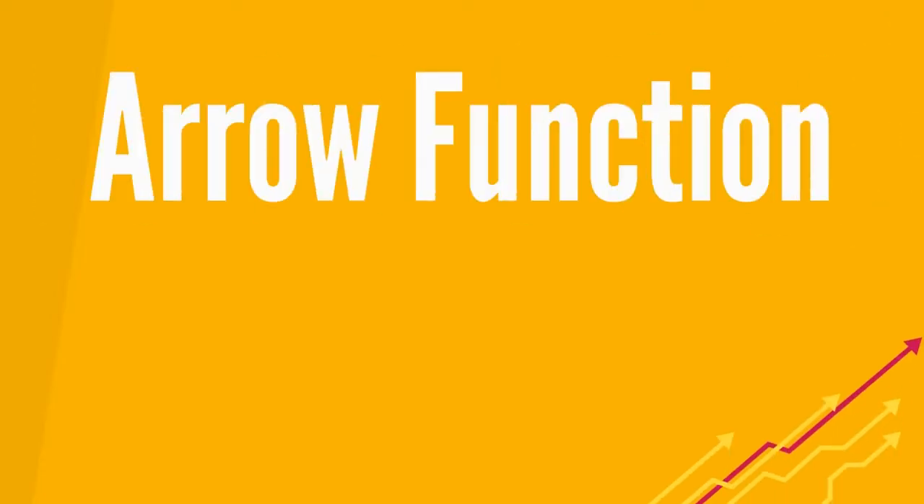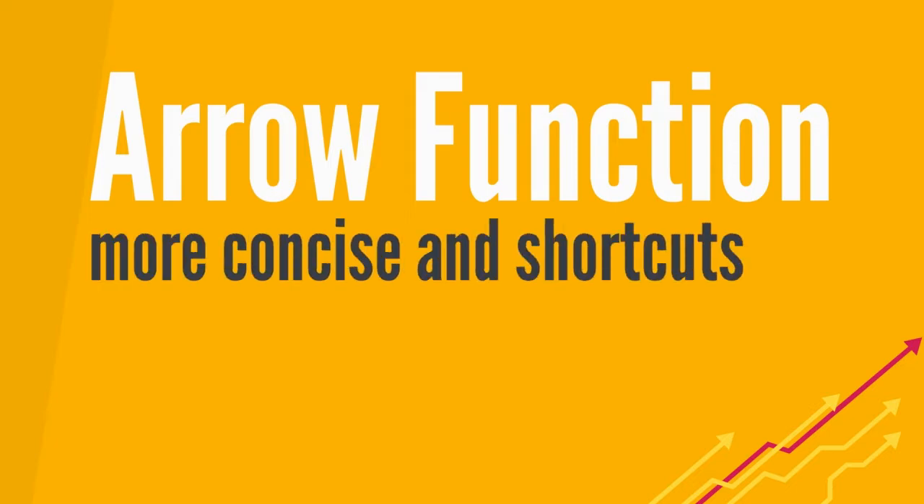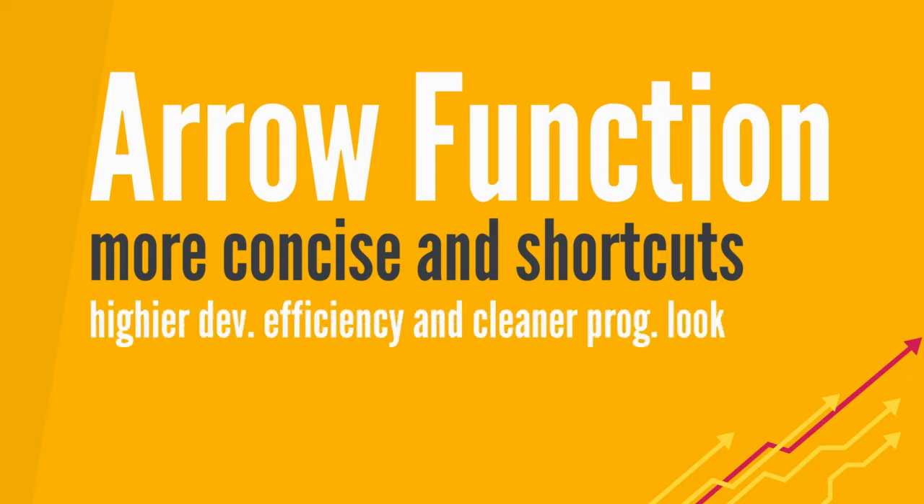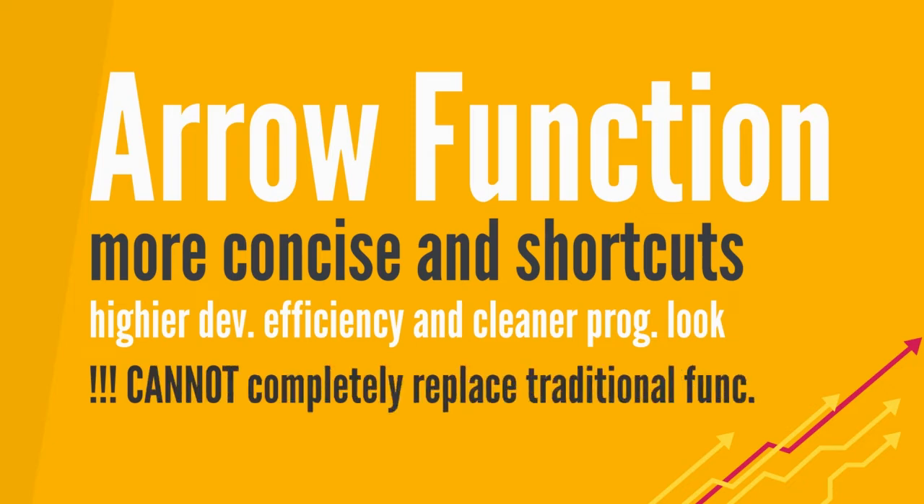Arrow function is a new feature introduced by ES6. Compared with the traditional function, arrow function has a more concise syntax and offers us more shortcuts. It can improve our development efficiency and give our program a cleaner look. Before you start learning anything about the arrow function, just remember it is not completely the same as a traditional function, and it cannot completely replace a traditional function either. You'll learn more about this in later lessons.